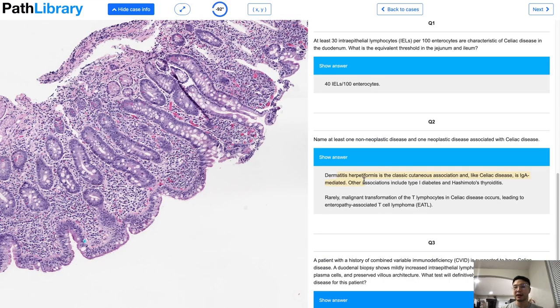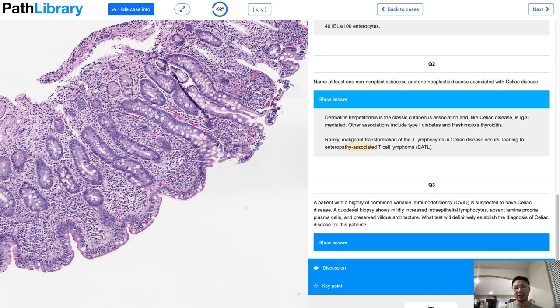Oh, dermatitis herpetiformis, yeah, that's a good one. It's a classic cutaneous association, and if you do microscopy with immunofluorescence, you'll see IgA mediated, and it'll be granular in the dermal papillae for IgA. And then, not MEITL, but EATL, enteropathy-associated T-cell lymphoma. There is a MEITL, but that one is not associated with celiacs. That one is CD56 positive.